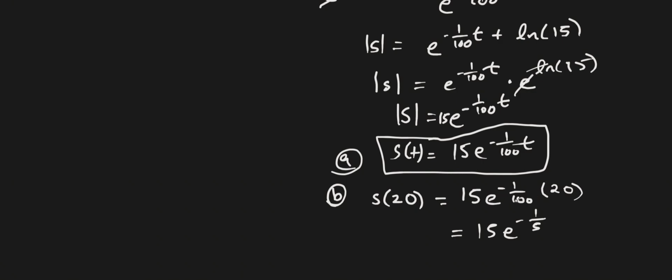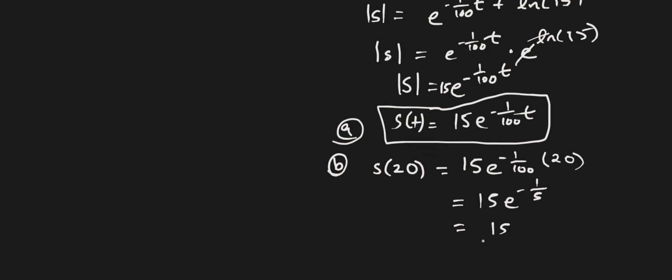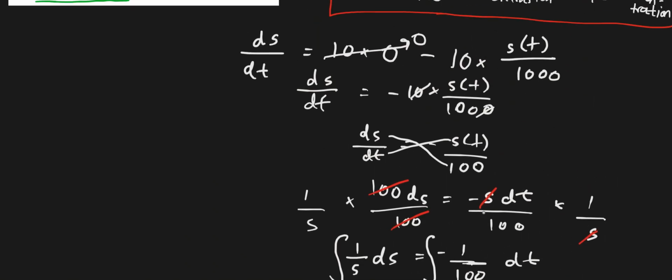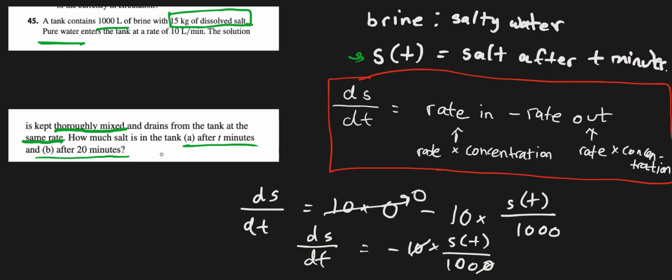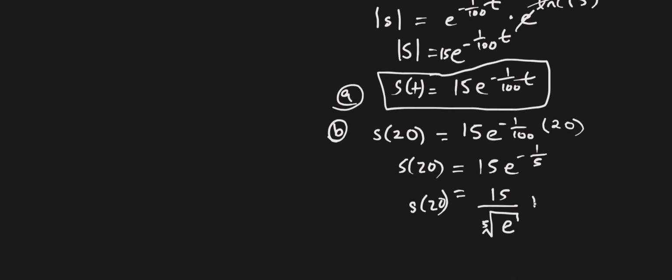So this is just equal to 15 divided by e to the 1 over 5, since e to the negative 1 over 5 is 1 over e to the 1 over 5, or 15 over the fifth root of e. And this is equal to s of 20. Of course, in this case, I would like to specify units. That is going to be how much salt, so 15 kilograms. So this is going to be in kilograms. And this is your answer for the second one.